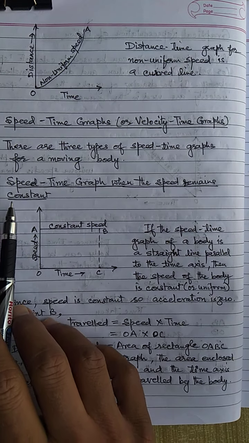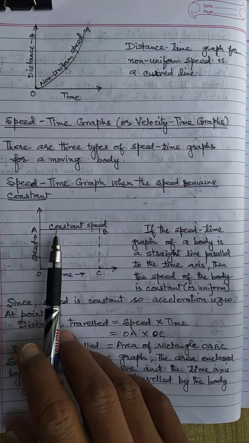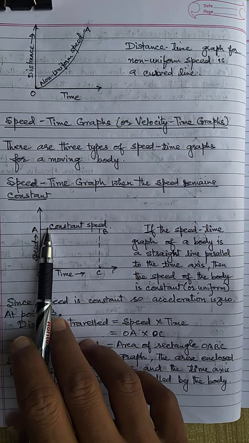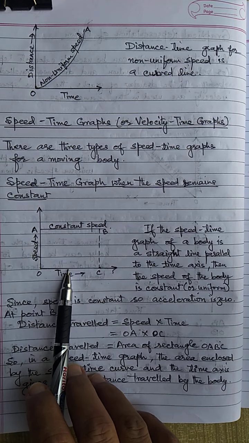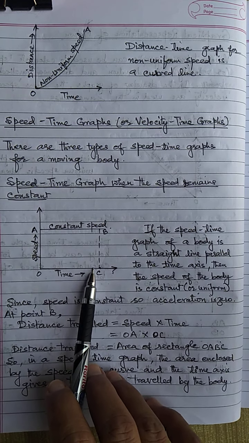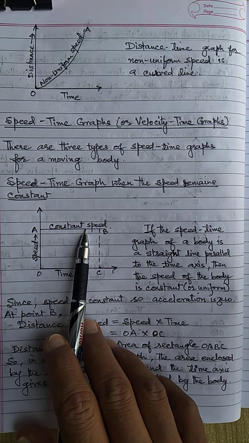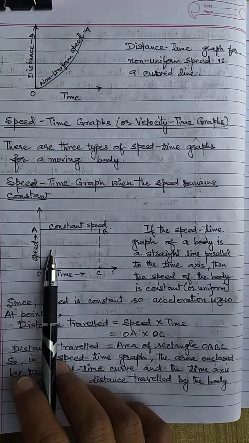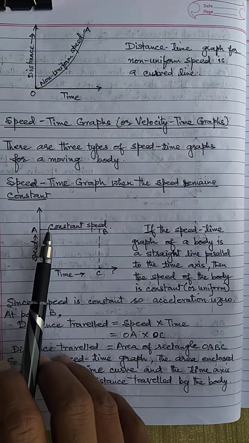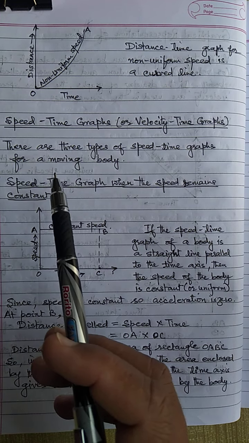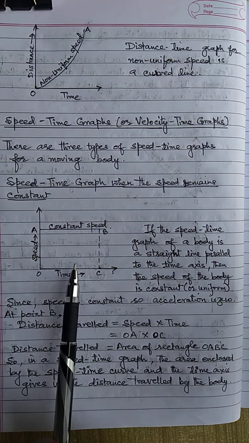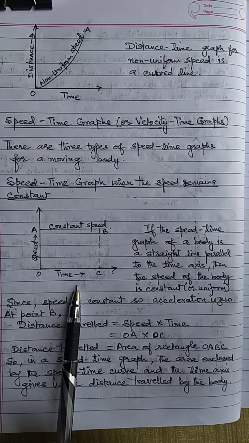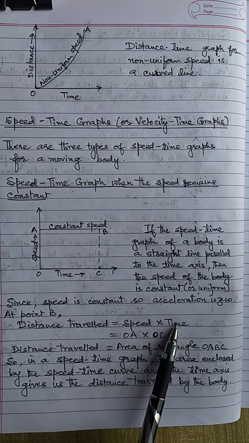Now here, this is a speed time graph. If it is a straight line parallel to the time axis, then the speed is constant. That means that with the passage of time, when the time is increasing, the speed remains constant. The speed is constant or uniform. Initially we found out speed with the help of the distance time curve. Now we can find out distance with the help of the speed time curve. We know speed is equal to distance upon time, so distance is equal to speed into time.